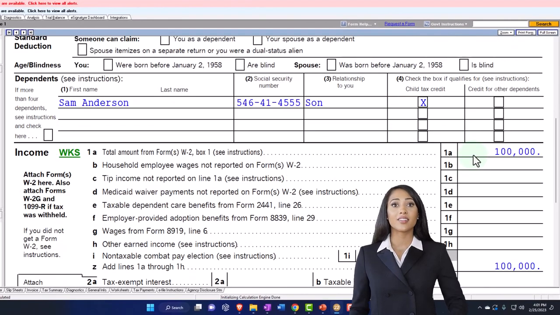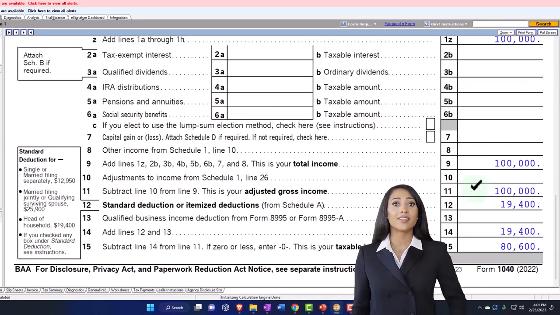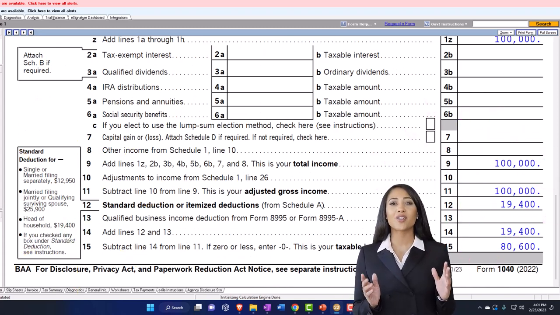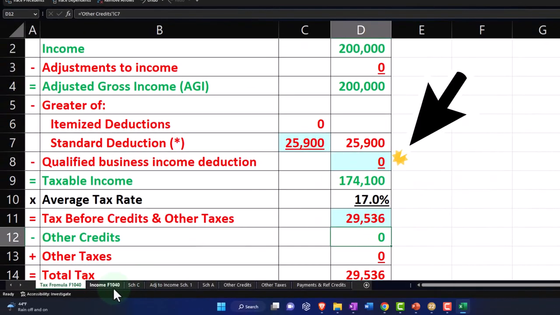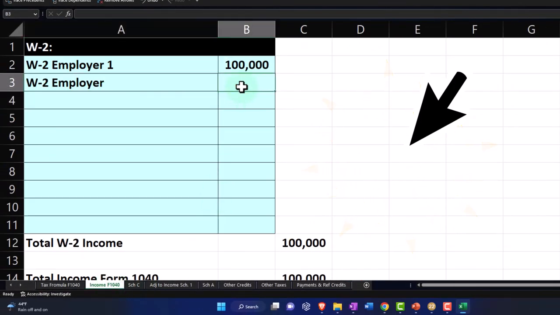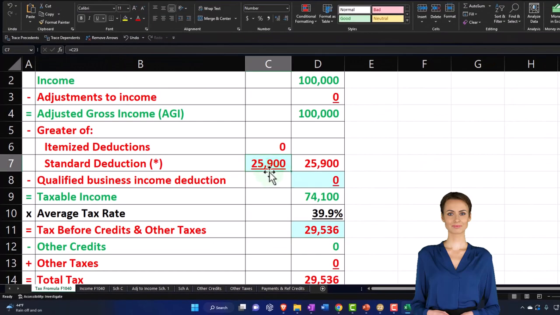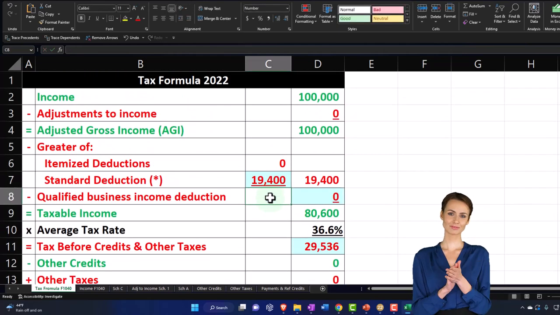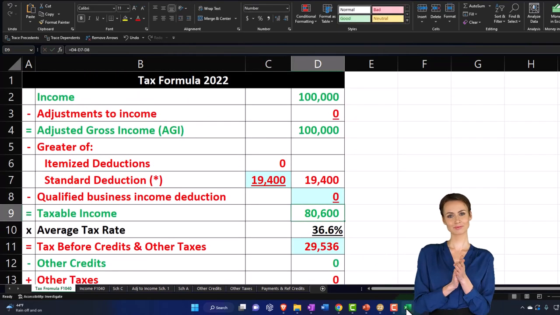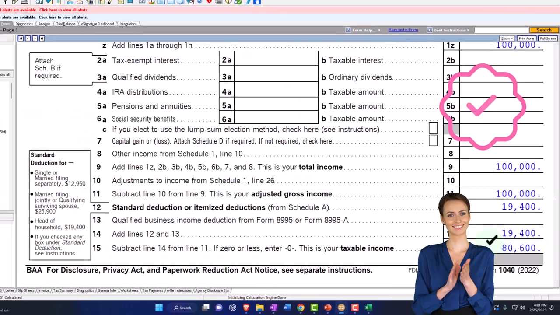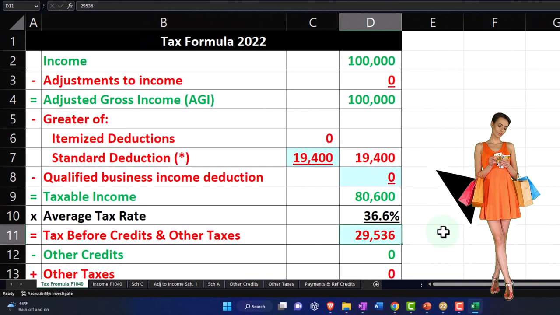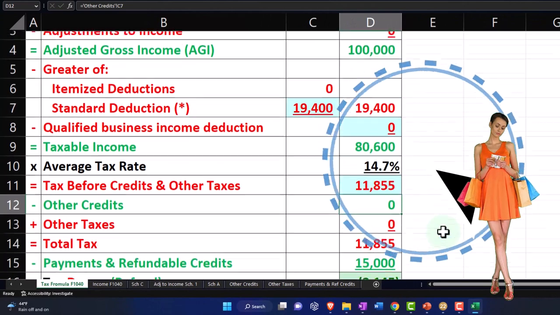So then I'm back to the 100,000 here, and now the standard deduction is at the 19,400. Okay, so if I go back on over, and I was just to mirror that in my Excel worksheet, I would delete the second W-2, and the standard deduction, I'm gonna say, is now equivalent to the 19,400, which will bring us down to the 80,600 of the tax. 80,600, page 2 then, calculates the tax at 11,855. So I'm gonna say, all right, 11,855.